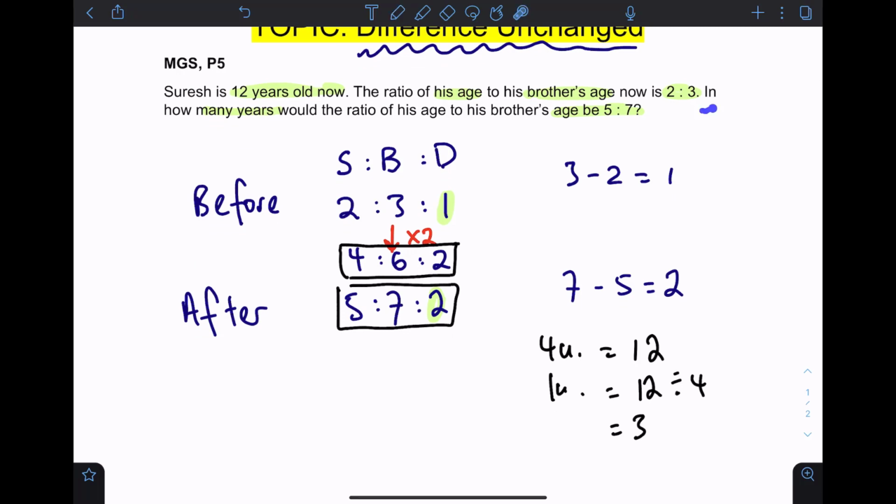In how many years' time? I want that 4 units of Suresh's age to become 5 units. So I want it to have a difference of 1 unit. Okay, so what is the value of 1 unit? It is just 3. And the answer for this question is in 3 years' time, the ratio will then change to 5:7. Final answer for this question: in 3 years' time.